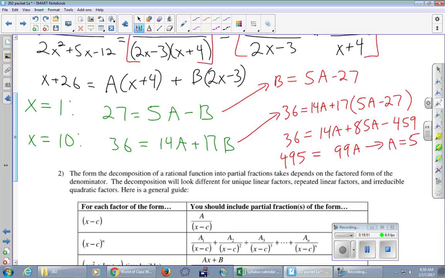And then divide both sides by 99. And once we know that A is 5, how do we get B? Plug that in. I think the best place is right here. Just change the A to a 5, and that gives you the B. B equals 5 times 5 minus 27. Is that negative 2? So A is 5 and B is negative 2.